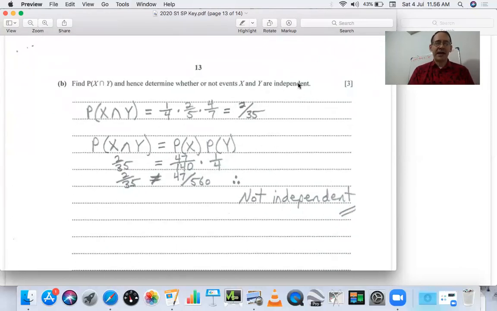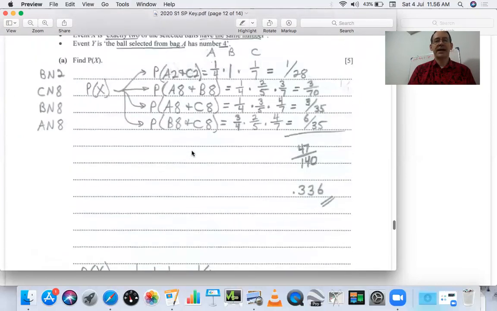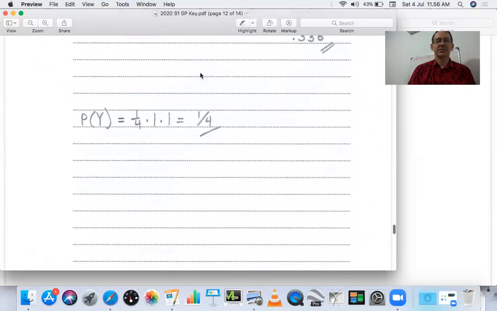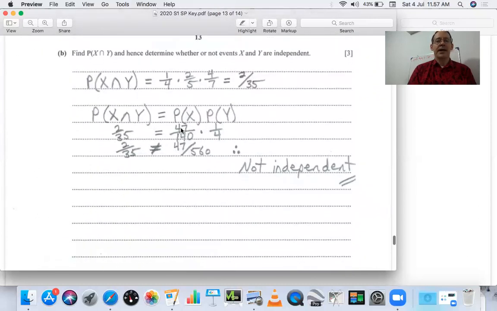To show whether or not they're independent, we have to show that the intersection is the probability of the X event times the probability of the Y event. So this was the answer that we got for the intersection, 2/35. Our probability of X was up here with 47/140. Our probability of Y was 1/4. And if we multiply 47/140 times 1/4, we get 47 over 560. That is obviously not equal to the 2/35. Therefore, these are not independent.